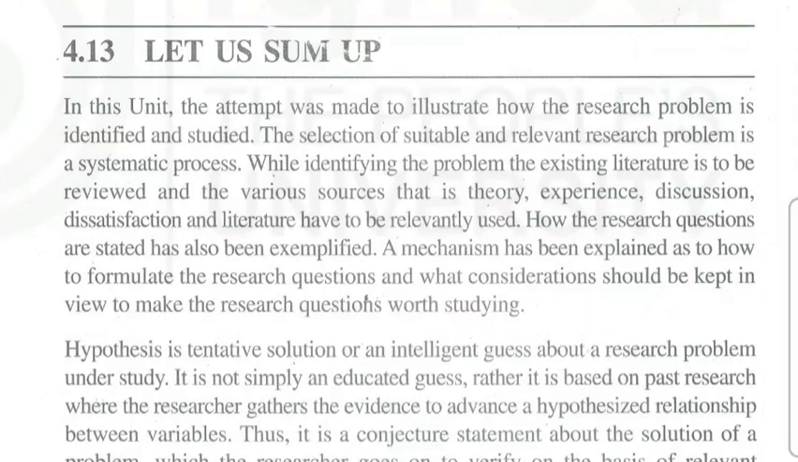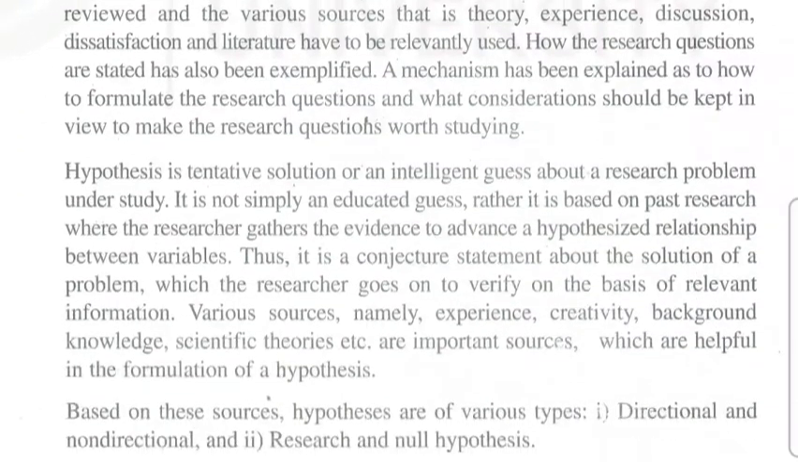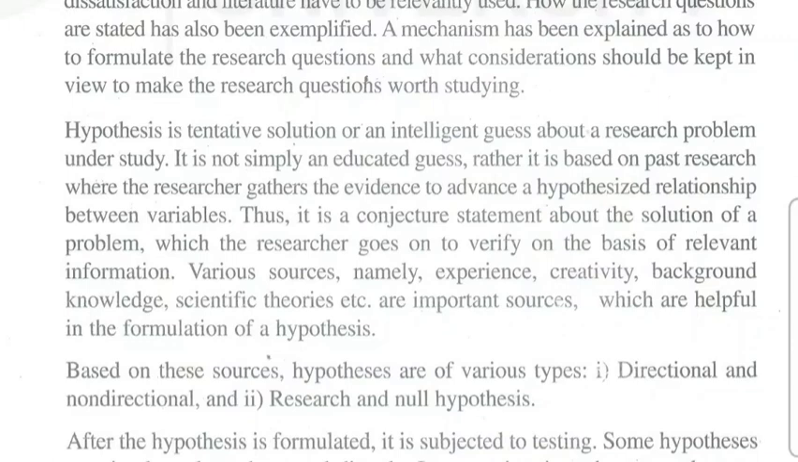4.1 Theme. In this unit, the attempt was made to illustrate how the research problem is identified and studied. The selection of a suitable and relevant research problem is a systematic process. While identifying the problem, the existing literature is to be reviewed and the various sources, such as theory, experience, discussion, dissatisfaction, and literature, have to be relevantly used. How the research questions are stated has also been exemplified. A mechanism has been explained as to how to formulate the research questions and what considerations should be kept in view to make the research questions worth studying.